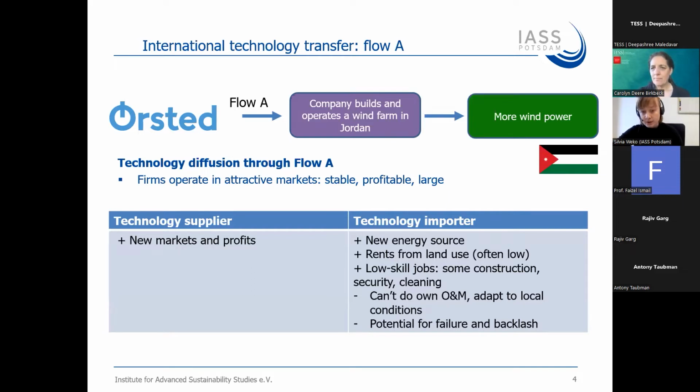So for the importer, there are obviously the new energy source benefits. There's also the rents from the land use, but these can sometimes be kind of low. This was the case at the wind farm in Jordan that I was looking at. There's also some jobs that are created through technology diffusion. But it's not always the kinds of jobs that governments are prioritizing, right? Because it could be construction, security and cleaning, but it's not the kind of operation and maintenance that are these more high skill, high paid jobs. And this can also eventually sometimes lead to failure and backlash locally against these projects.